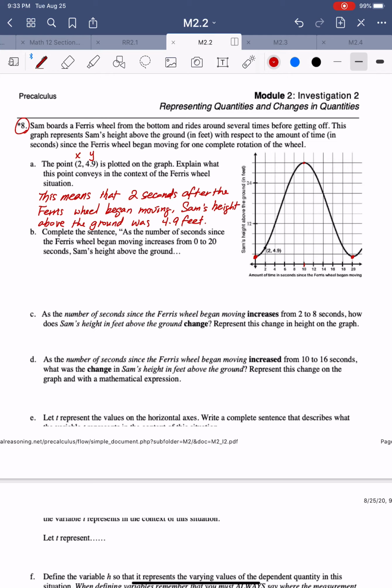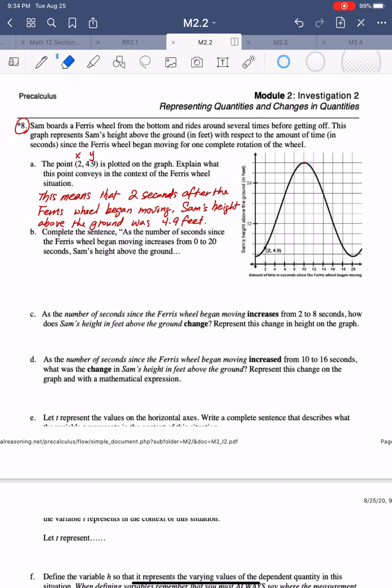Okay, how about B? Complete the sentence: as the number of seconds since the Ferris wheel began moving increased from 0 to 20 seconds, Sam's height above the ground is, okay. So she moves from 0 seconds to 20 seconds. So they're talking about here, right? It's all the way here.